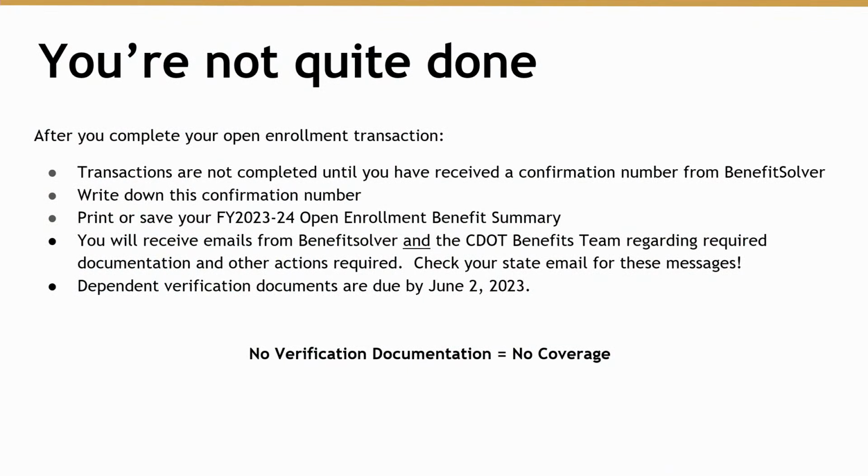Okay, so the transactions are not completed until you receive that confirmation number. If you get out before you hit that agree and approve, it's going to put that transaction in progress, and we're going to send you an email that says, please go back in and finish your transaction. And you might get information from Benefit Solver, or you might get information from us. And again, your dependent verification docs are due on June 2nd. If you are adding a dependent and you cannot get those documents to us by June 2nd, those dependents cannot be covered, and we will not be able to approve them.